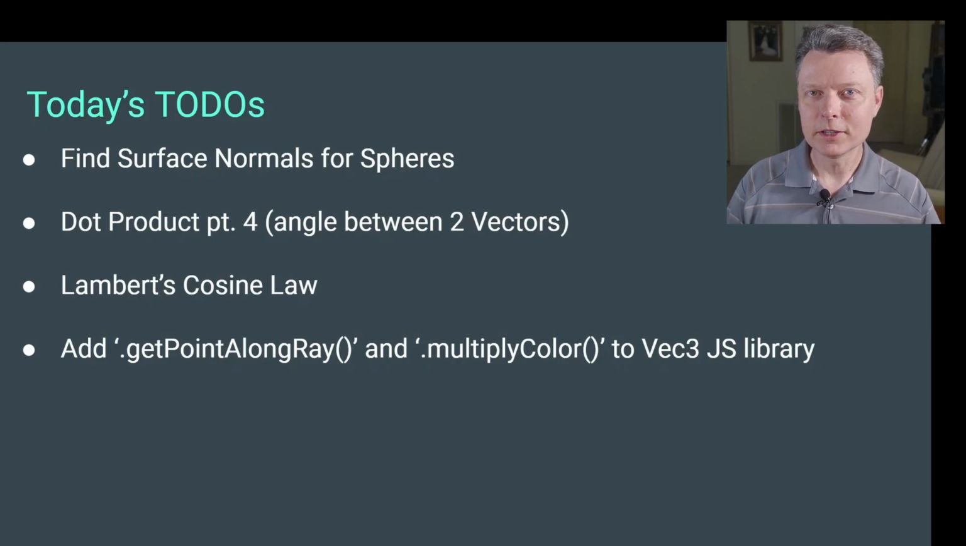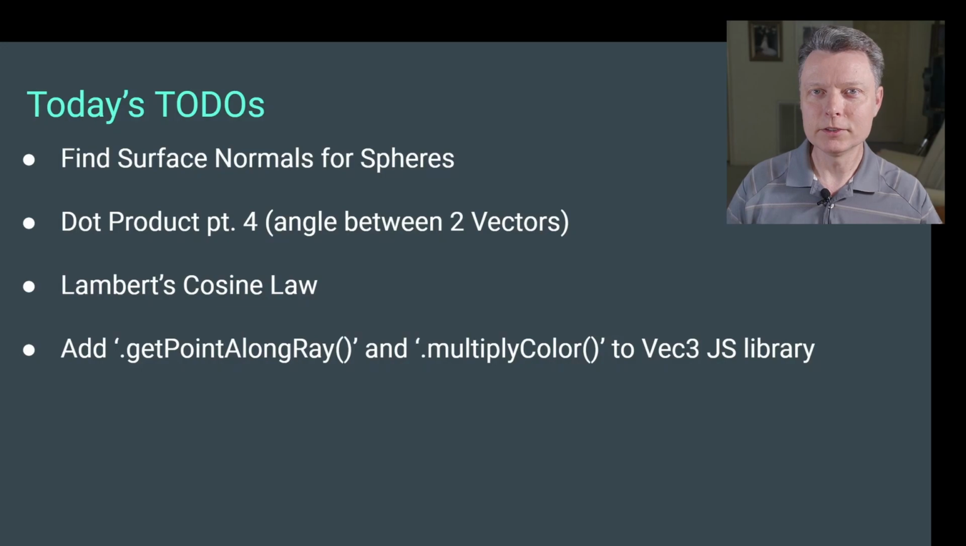Once we get into the code, we'll need to add a couple of new functions to our Vector3 library in JavaScript that we've been building over time. The first one we'll add is called getPointAlongRay. And so this new utility function will be used to give us a point out in 3D space that will be along that ray somewhere. And that'll be determined by the t-value that we give it.